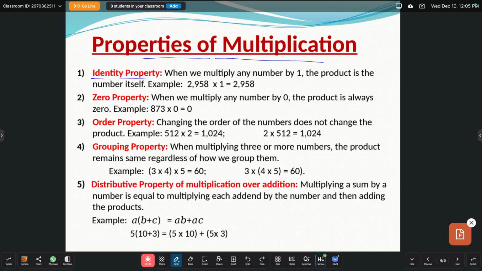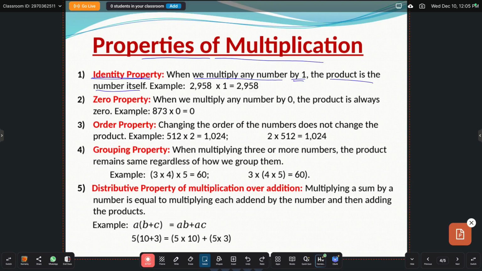Our first property is identity property. This property says that whenever we multiply any number by 1, the product is the number itself.